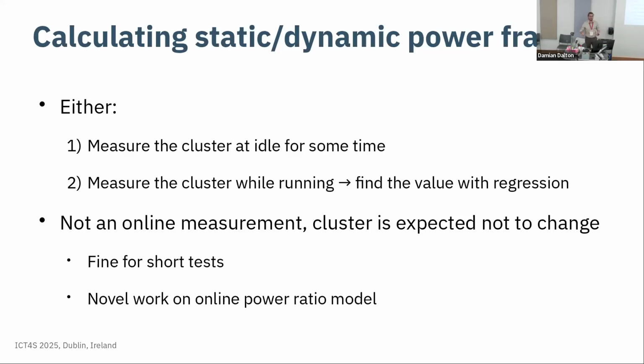The second way, because you don't always have a cluster that is idle, is to measure the cluster while running for some time. And with some time, I mean 24, 48 hours, and then find the static power value with a simple regression. This fraction is a non-online measurement in this case. You measure it once, and then you instrument KubeWatt with this. This is fine for the short test we did because you can expect the cluster and the environment not to change much. But there is novel work being done by a student in Sweden right now on getting this online in KubeWatt, trying to continuously update this value based on other external factors.